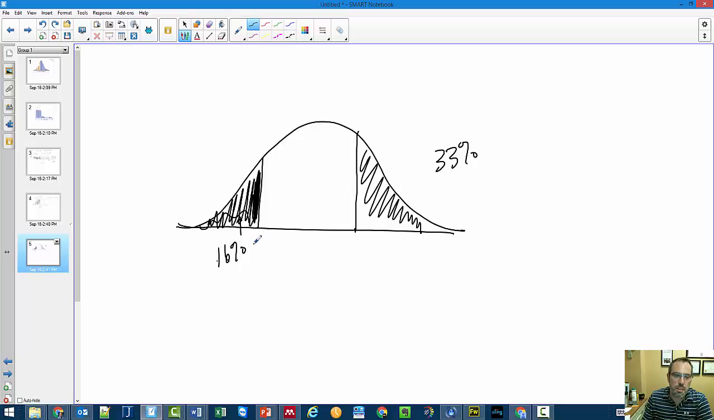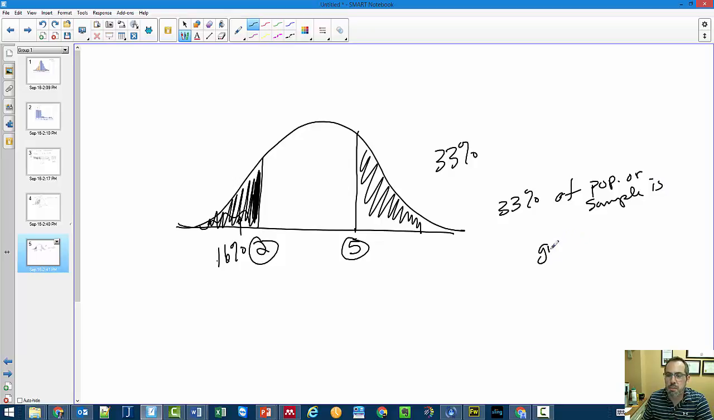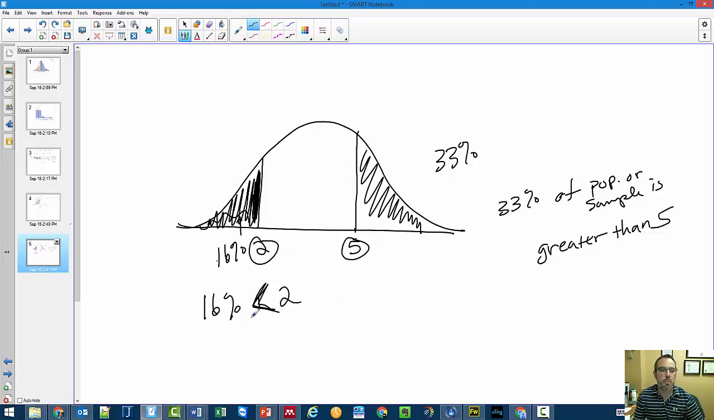This shows, let's just put some numbers in here. Let's say this is 2, and this is 5, just arbitrary numbers. This says that 33% of the population or sample is greater than 5. This says 16% is less than 2.